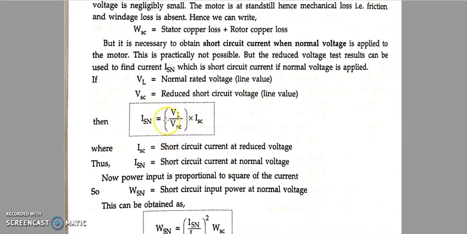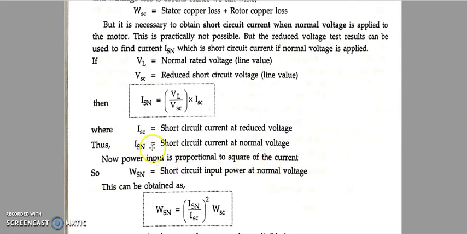Just putting in the values, you will get the short circuit current at normal voltage. It will usually be around 7 to 8 times the rated current. And ISC is the short circuit current at the reduced voltage. This is the rated current which is written on the nameplate of your motor. And ISN is the short circuit current at normal voltage applied. This you can only calculate theoretically. We can't do it practically, otherwise the motor will get burned.